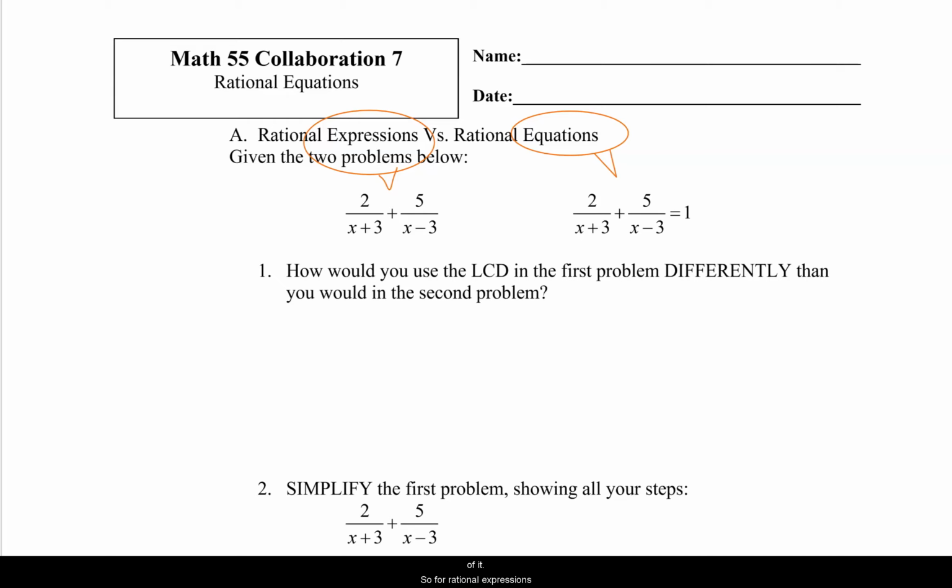So for a rational expression, we want a common denominator so that we can add those fractions together. But in a rational equation, we want a common denominator so that we can clear the denominators in the equation and be able to simplify it. So in order to use the LCD in the first problem differently than we would in the second problem, we use the LCD to find our special forms of 1 that we multiply by each of the terms so that we get those fractions to have common denominators. In the second problem, we use the LCD to multiply both sides of the equation and clear the denominators. I'll let you write those in your own words.